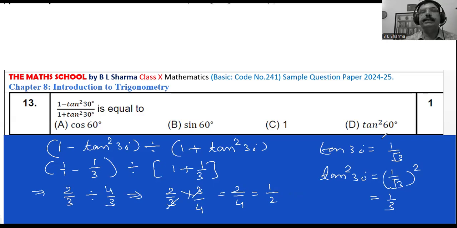Now we have to find which one has this value 1 by 2: cos 60, sin 60, 1 or tan square 60. We know cos 60 is 1 by 2. So you can write that is equal to cos 60, because the value of cos 60 is 1 by 2, therefore A is the correct option.